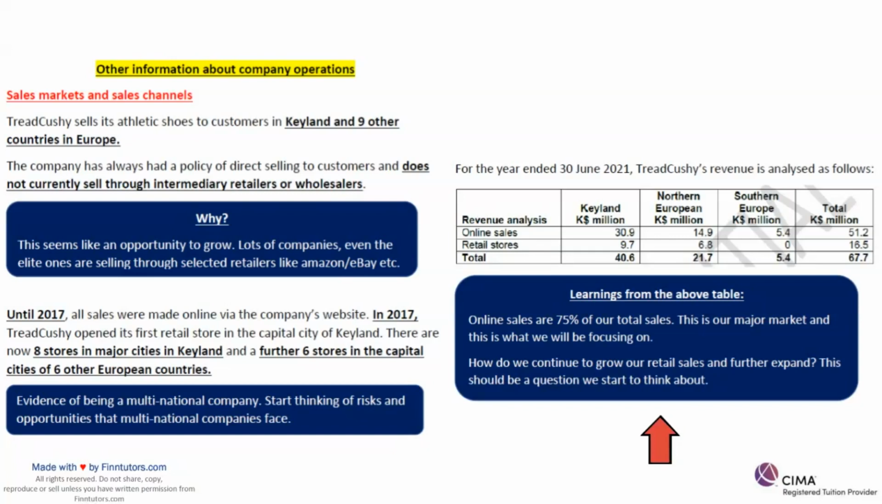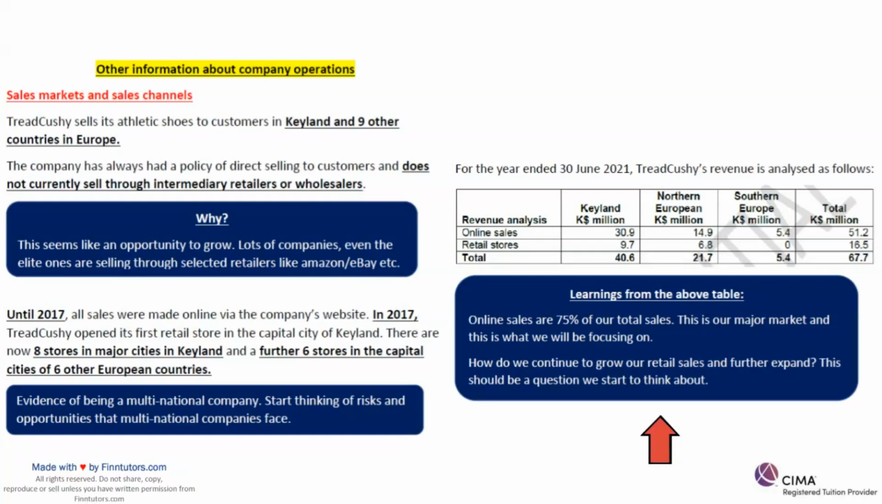Why aren't we teaming up with them to sell our products on their website? A lot of companies do it, even elite ones are selling through selected retailers like Amazon or eBay. So this can be something that we look at in the future, because as of now our model is business to consumer, B2C. But is there a B2B opportunity? Yes, there can be an opportunity, because business to business means you will have larger orders, bulk orders, which can help you save and gain extra revenue as well. So, something for us to keep in mind.